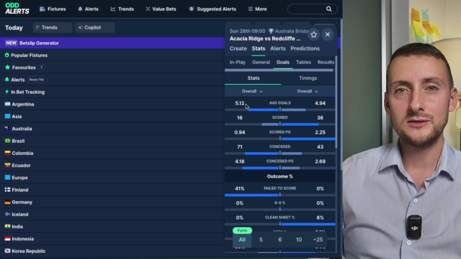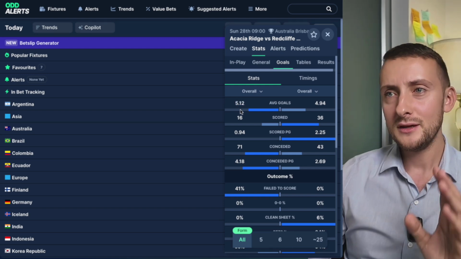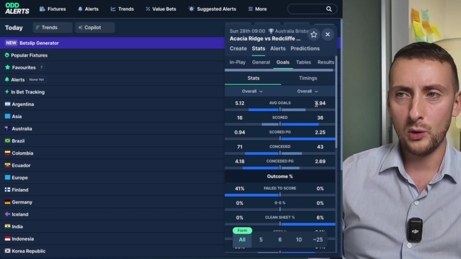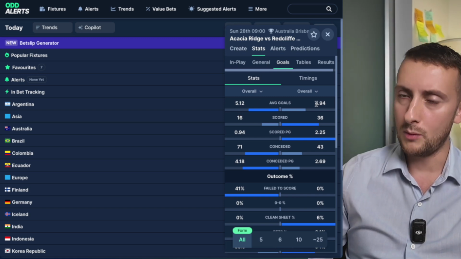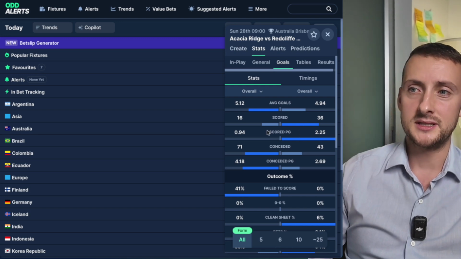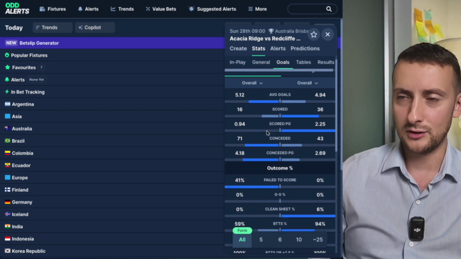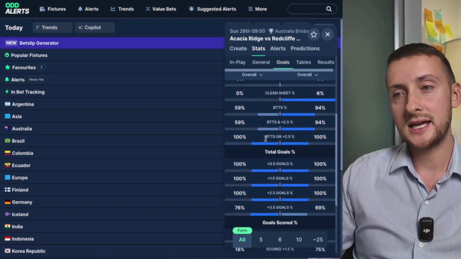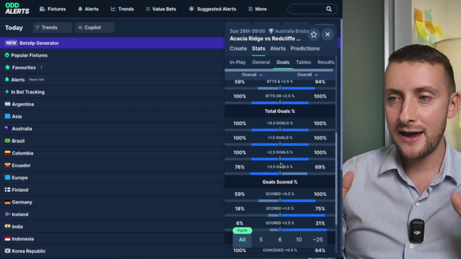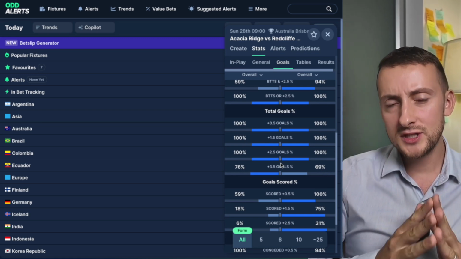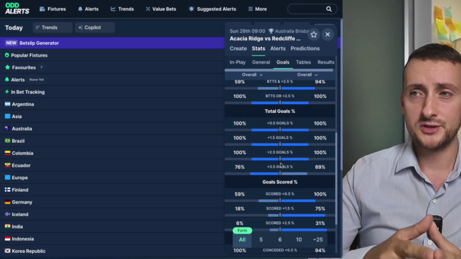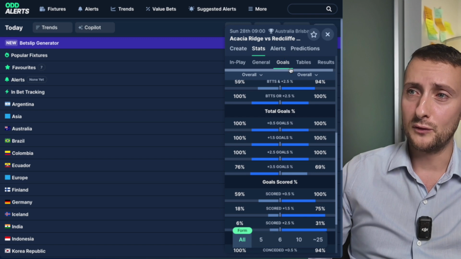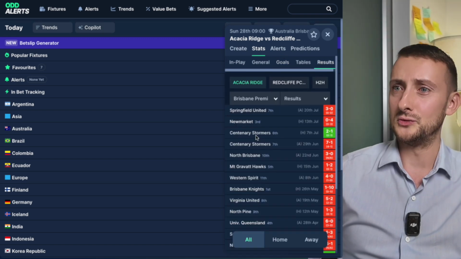On average, 5.12 goals per game for Acacia Ridge in Australia, and Redcliffe at 4.94, so not far behind, but they've scored a lot more than the home team. The home team has conceded 71 goals across their games, 4.18 per game. Mental. But the thing that brought me into this game from the trends page is that in every game played this season, 33 out of 33 games involving both of these teams, it's landed over 2.5 goals. Now that's crazy.